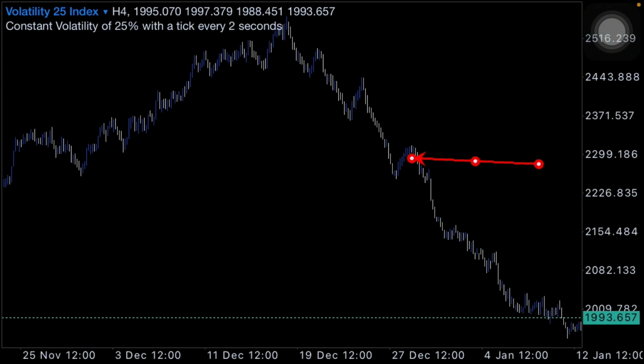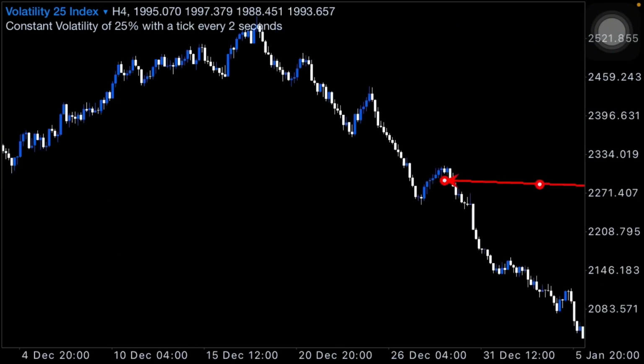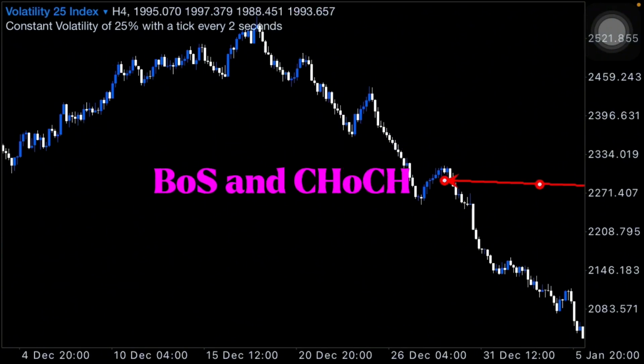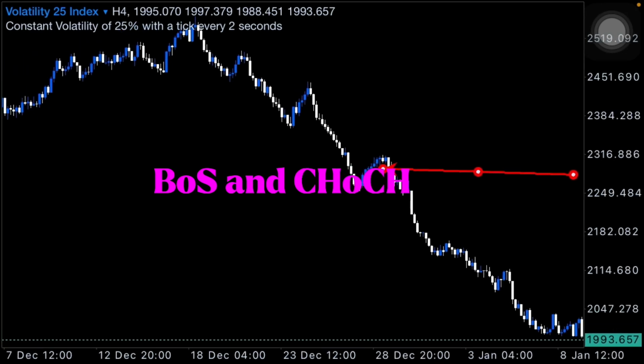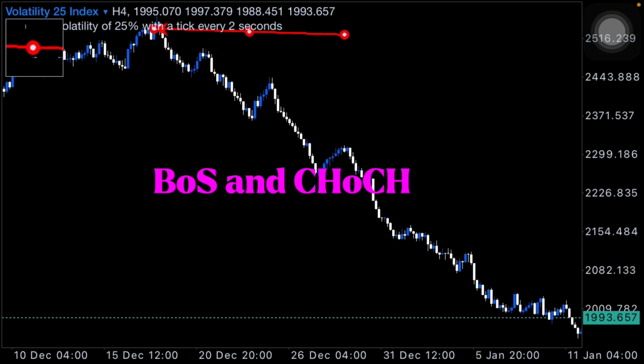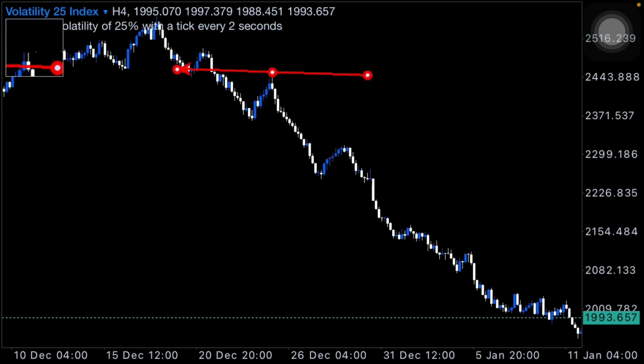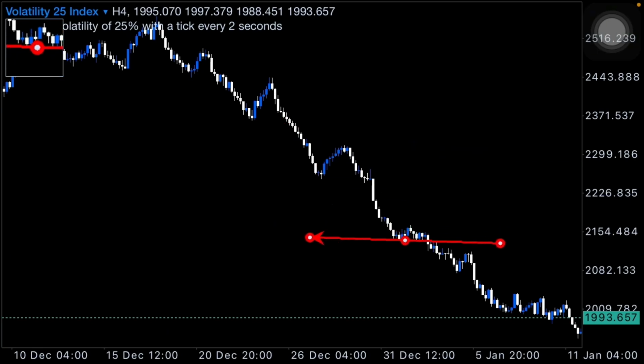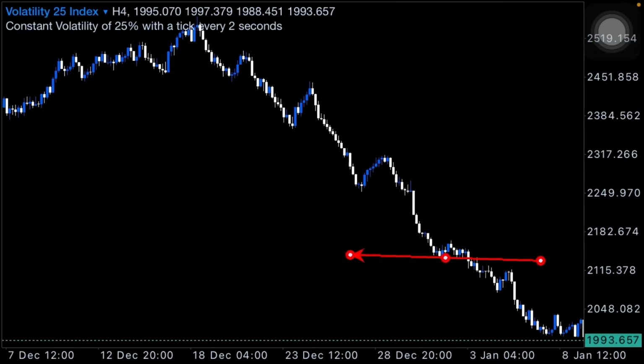So now you know how to identify the bullish and bearish trends. You now know what a swing high and swing lows are. Now this next part is very important, which is break of structure and change of character. Now let's tackle a break of structure first. So over here you can see that we have a bearish market. It's trending downward very nicely.